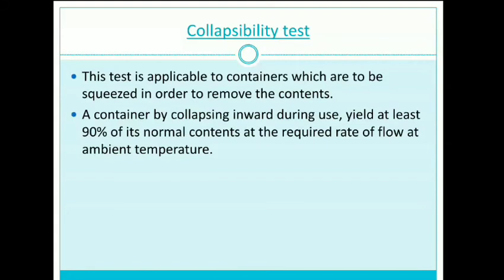The second test for non-parenteral preparation is the collapsibility test. This test is mainly applicable for containers which are to be squeezed in order to remove the content. You have to collapse the container in an inward direction, and at least 90% of its normal content should be delivered at the required rate of flow at normal ambient temperature.